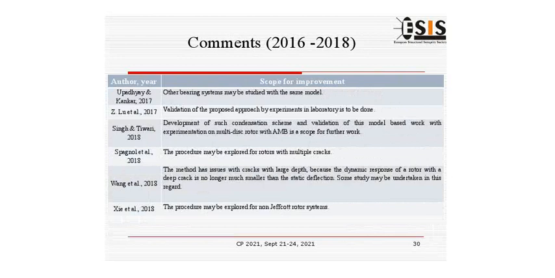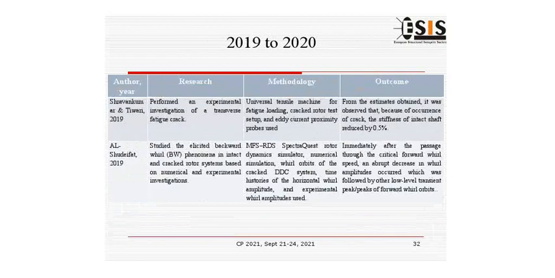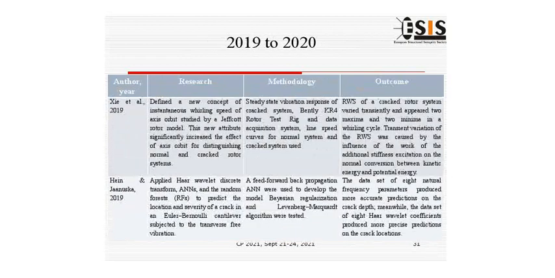Now let us take the last batch of literatures from 2019 to 2020. She et al. defined a new concept of instantaneous whirling speed of axis orbit studied by a Jeffcott rotor model. This new attribute significantly increased the effect of axis orbit for distinguishing normal and cracked rotor systems.